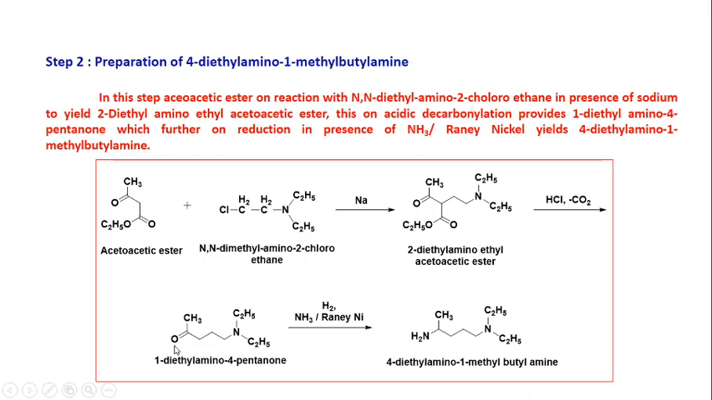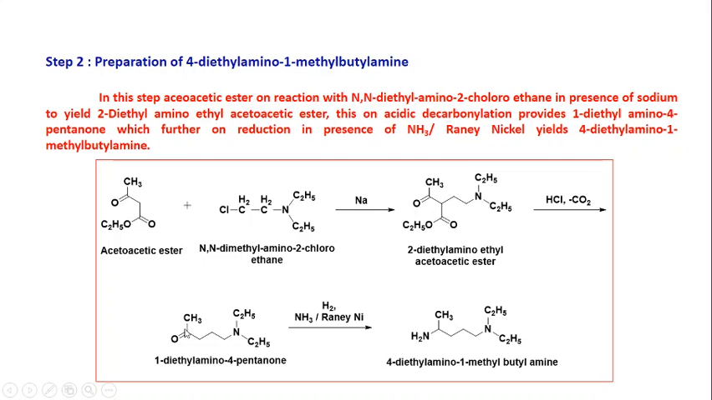1-diethylamino-4-pentanone. If we number the carbons from this position, 1, 2, 3, 4, it is 4-pentanone. And why 1-diethylamino? Because to the first carbon atom NC2H5 is attached, so 1-diethylamino, and 4-pentanone: 1, 2, 3, 4 and 5 carbons are there, so pentanone, 4-pentanone.